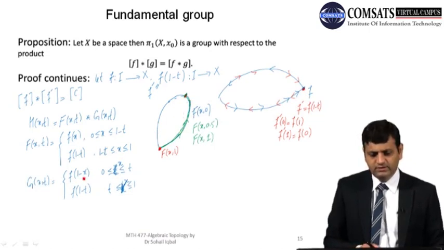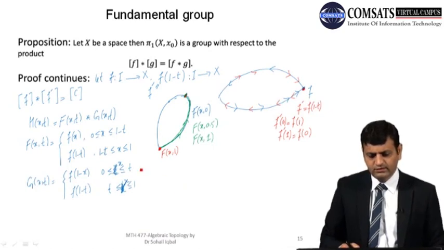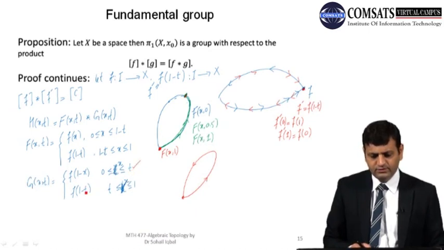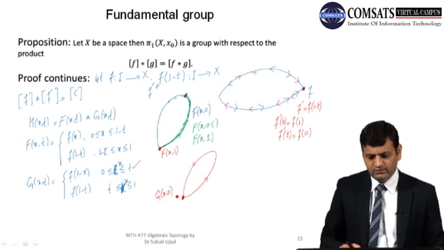Okay, so let's see what is G of x, t. For t equal to 0, it is the same path f moving in this direction, and we are not getting anything from the other part. For t equal to 0, x is between 0 and 1, and we are getting f of 1. So basically G of x, 0 is just f of 1.